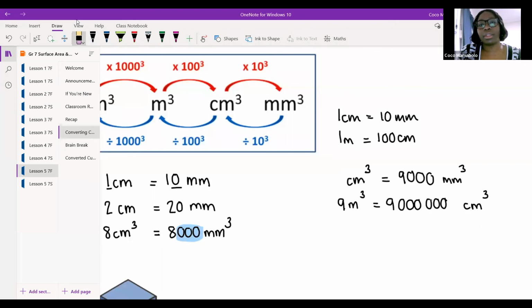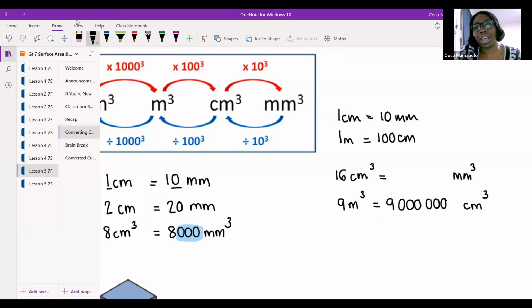Let's try another one. If I have 16 centimeters cubed, how many millimeters cubed will I have? Yes, Nokwezi. If I'm going from centimeters to millimeters, how many zeros do I need, guys? From centimeters to millimeters, how many zeros? That's it, Mbali. Well done, Olonda. I need 3 of them. Good. So I'm going to write 16 and I'm going to add 3 zeros.